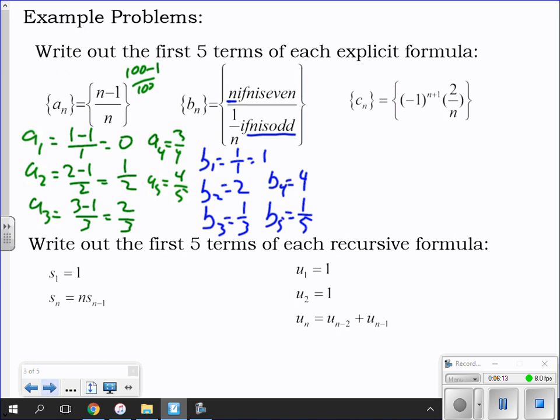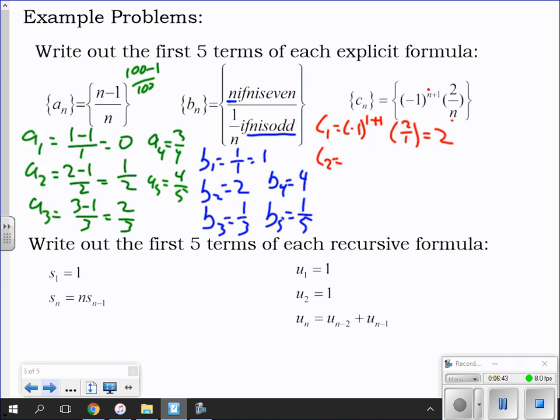So, for example, if I'm looking for the first term, c sub 1, that's negative 1 to the 1 plus 1 power times 2 over 1. And that's what you do. N is 1, plug in 1 for n, and then figure out what you get. So 1 plus 1 is 2, so I have negative 1 to the 2 power, which is 1, times 2 over 1, which is 2, so c sub 1 is equal to 2.